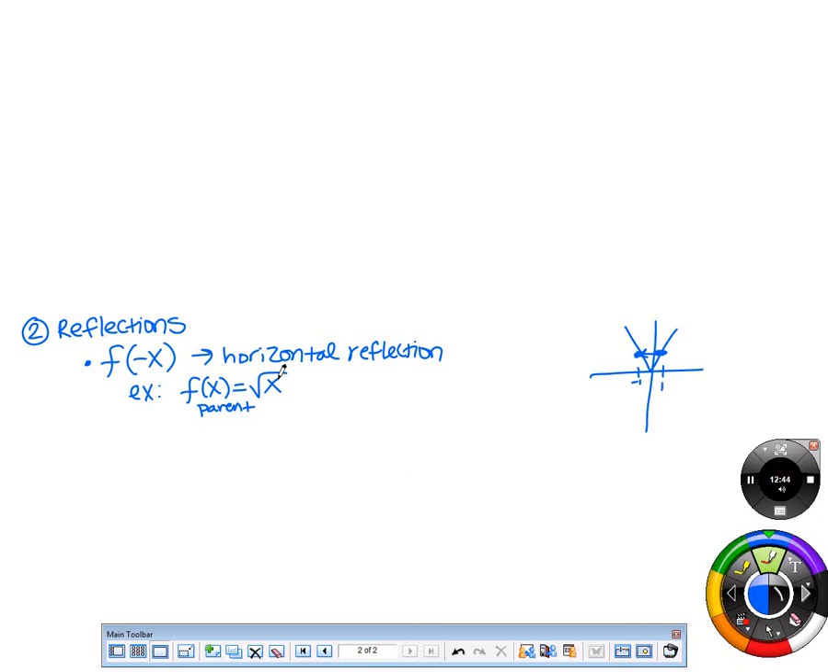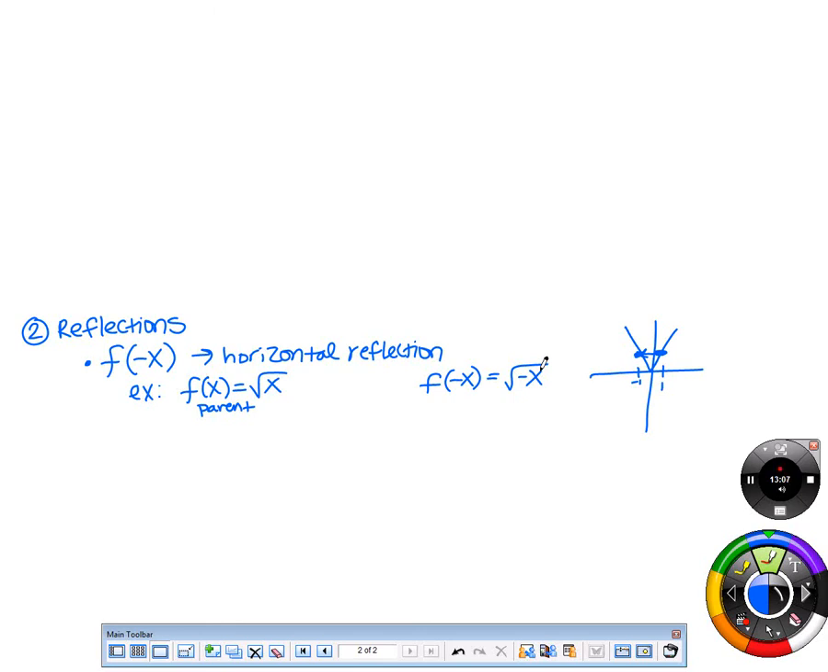If I wanted to see a horizontal reflection, that means I want to apply the negative within the function. I want the negative to happen to x before I do the special thing that I'm doing, square rooting or absolute value or whatever it is. So it would look like this as a horizontal reflection, okay? Is this all right with everybody?